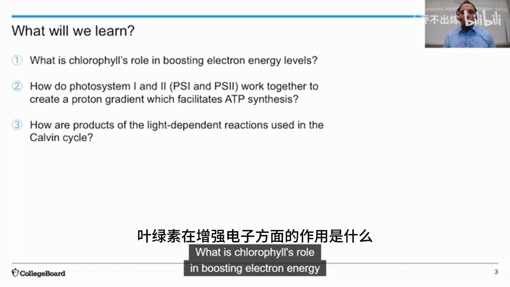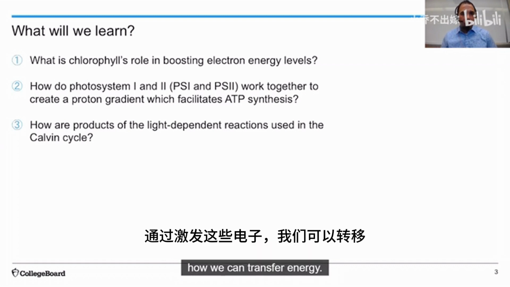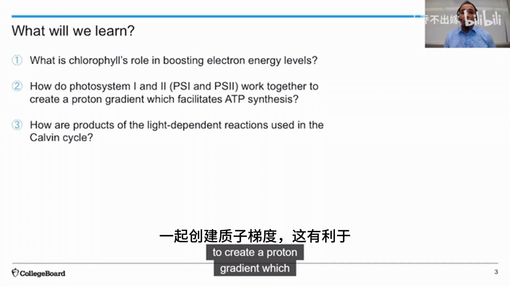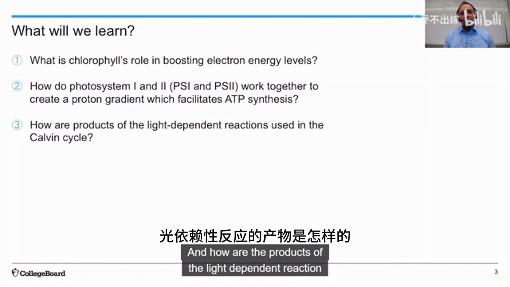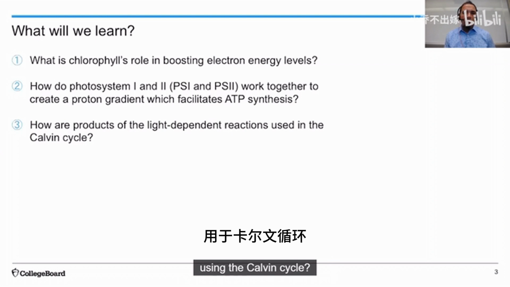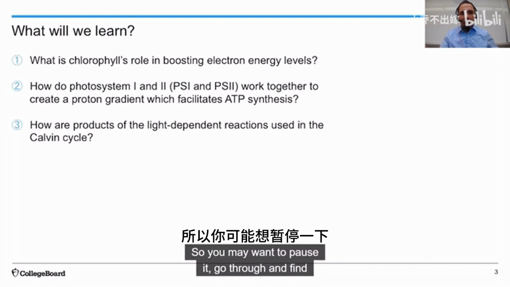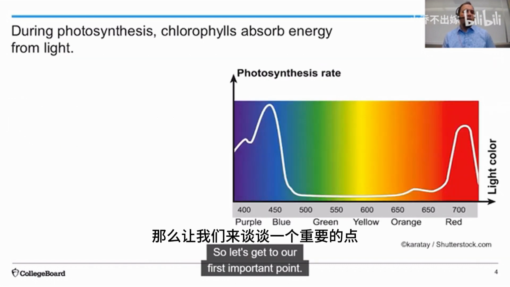So what will we learn? What is chlorophyll's role in boosting electron energy levels? And that's important because by energizing those electrons is how we can transfer energy. How do photosystem 1 and 2 work together to create a proton gradient which facilitates ATP synthesis? And how are the products of the light-dependent reaction used in the Calvin cycle? There's a lot of content in this video, so you may want to pause it, go through and find some vocabulary words you might not be familiar with. So let's get to our first important point.